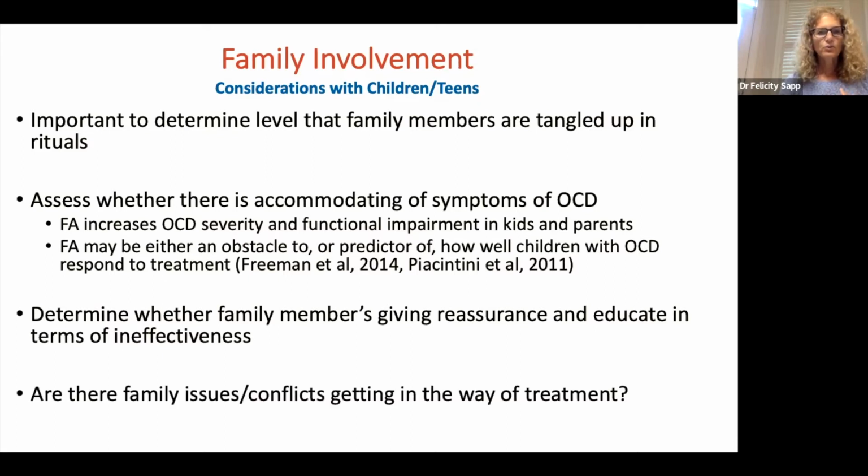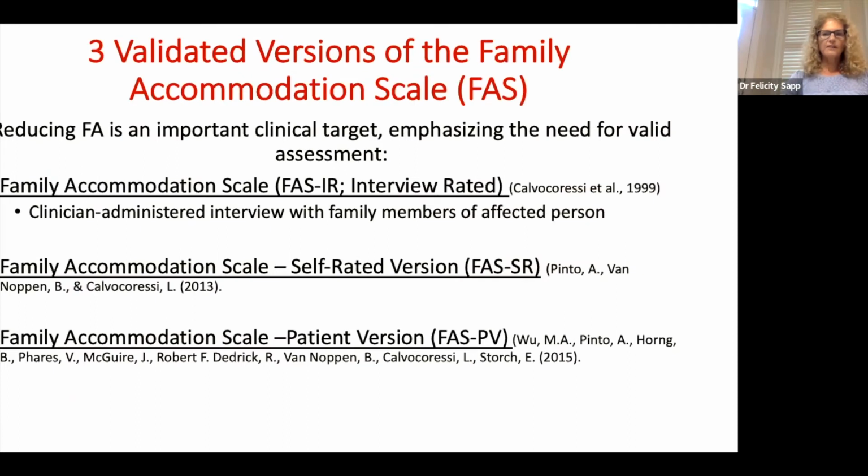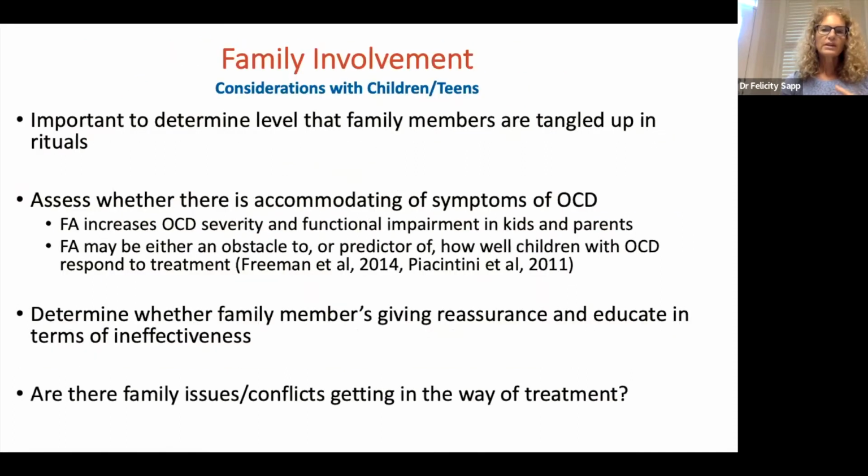And so one of the tools that we can use is the family accommodation scale. And there are 3 versions of this. Working with children, I just use the first 2. The third one is really for an adult, but basically I'll either interview them myself or I'll have the parent do a self-rated version. And once we get that information, then we're going to determine, okay, well, how much accommodation is happening, and want to educate them about the effects of that.